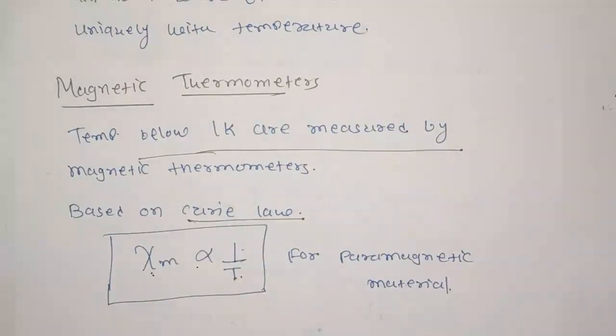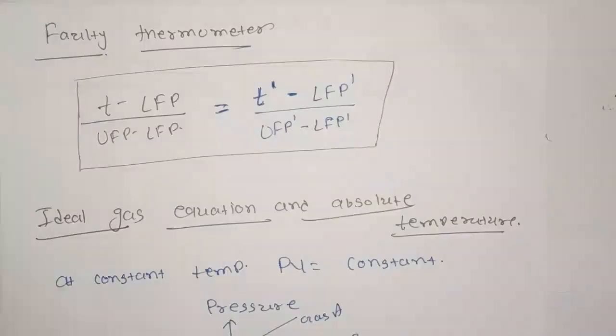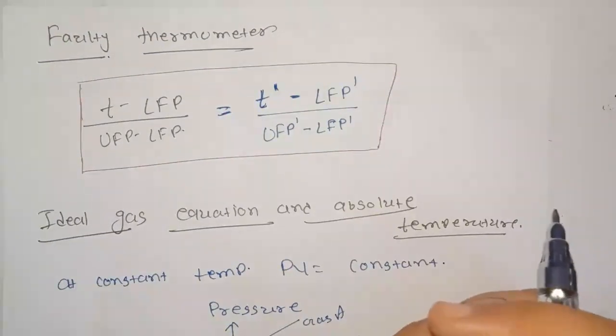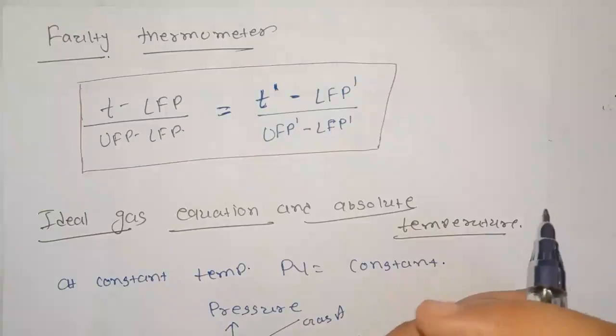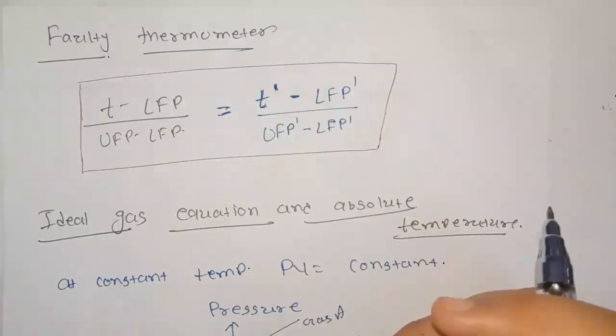So, those were some thermometers and their working. Now, let us see the faulty thermometer and the ideal gas equation. For example, you are given a thermometer whose calibration is faulty. Say for example, it is showing 60 degrees Celsius instead of the value 55 degrees Celsius. Then how will you find the correct value of temperature?